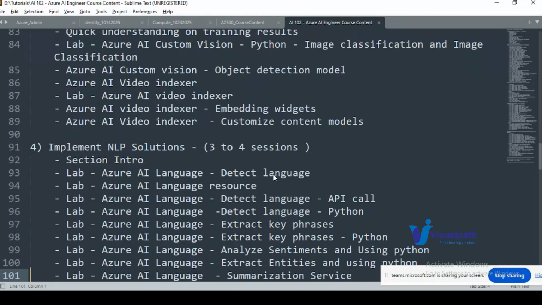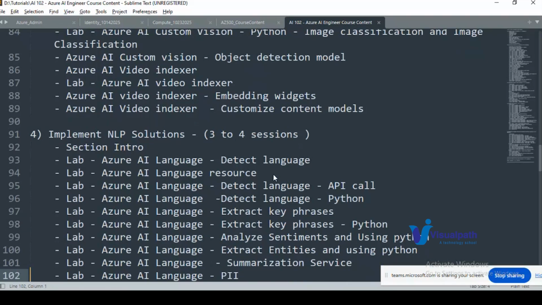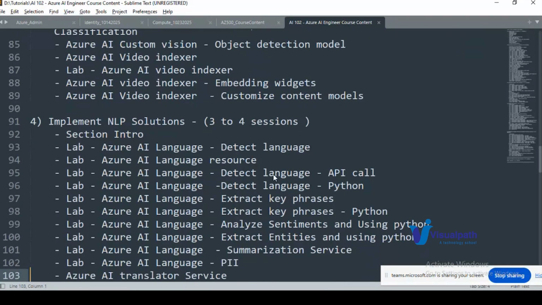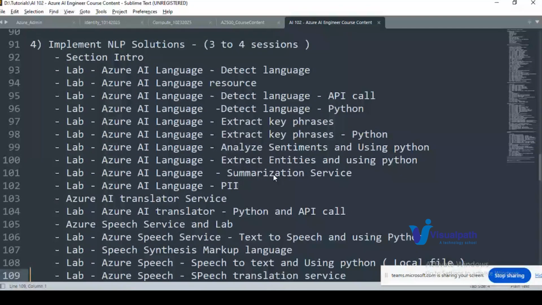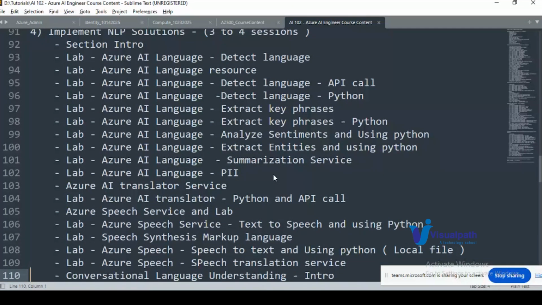solutions, natural language processing. This is mostly into detecting the language based on the input that you've given, translation, and analyze the sentiments and provide the output. Extract key phrases, very important. We can also use Azure Translator service, which is going to translate from one language to the other. You have text to speech, speech to text. So we provide text and it's going to speak to us with that text.